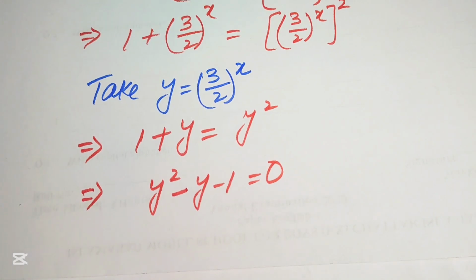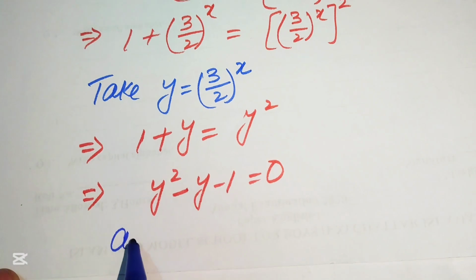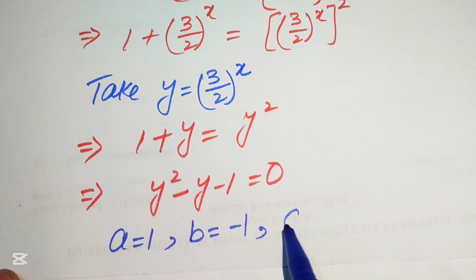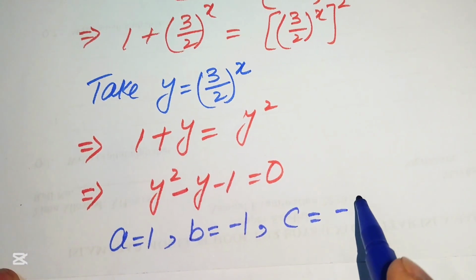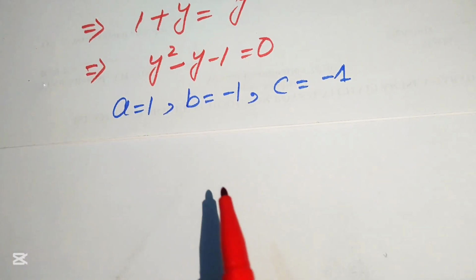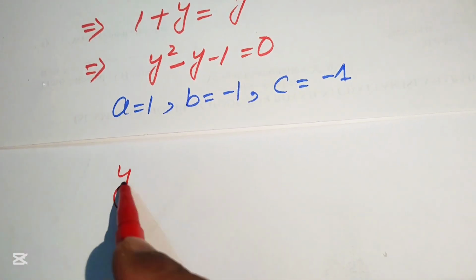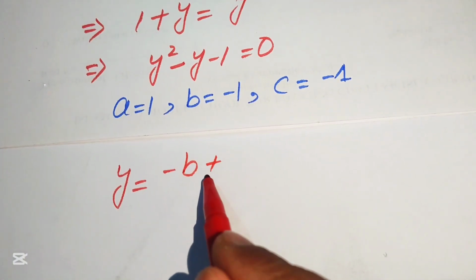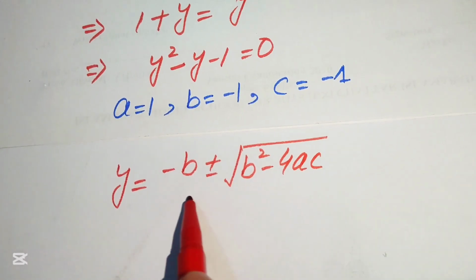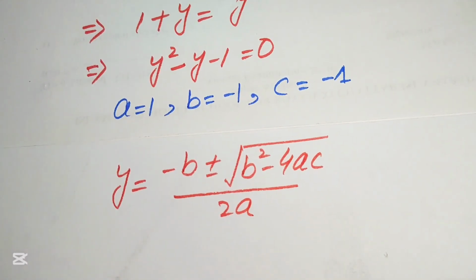So now here we need to use the quadratic formula in order to solve this equation. So first we write the coefficients of this equation, and its coefficients are a equals to 1, b equals to minus 1 and c equals to also minus 1. So further we state the quadratic formula as y equals to minus b plus minus square root of b square minus 4 times ac divided by 2 times a.